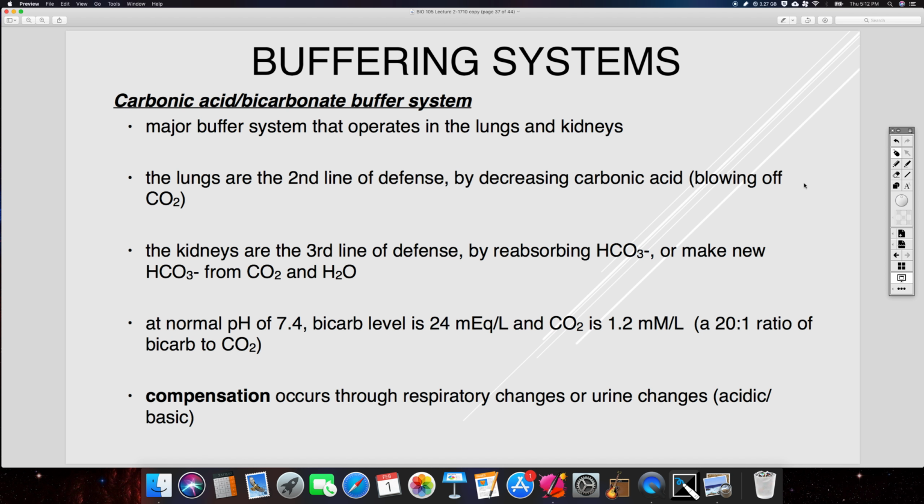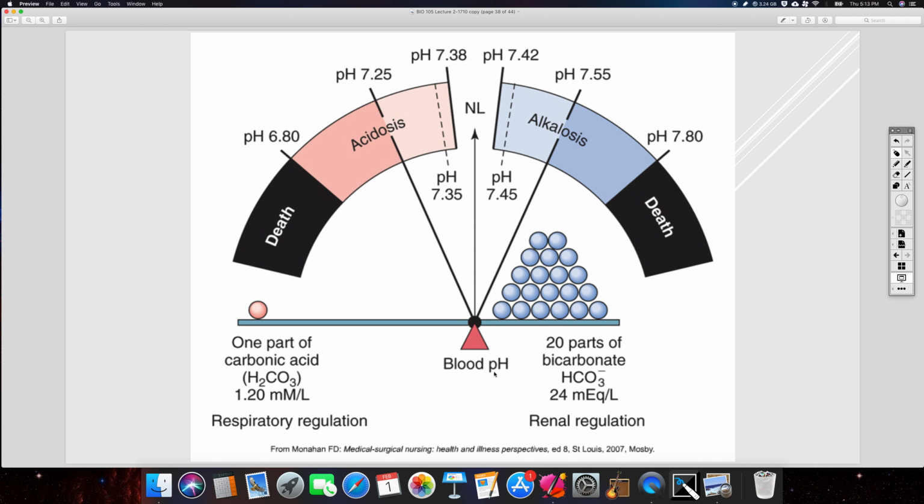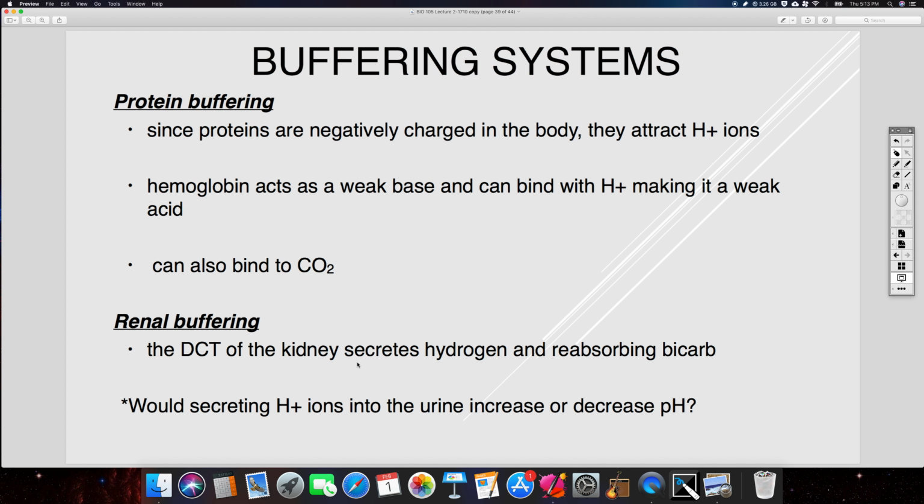Now the kidneys are very important because they can do a whole bunch of things. They can reabsorb bicarbonate, which is a base. They can make new bicarbonate with water and CO2. They can secrete hydrogen ions, acid. Kidneys are very important; they're the third line of defense. At normal pH, 7.4, there's a 20-to-1 ratio of bicarb to carbonic acid. CO2's acidic form is carbonic acid. Compensation occurs through either respiratory changes or urine changes. I'll talk about that in a second. So at normal pH, 7.4, it's 20 parts bicarb to 1 part carbonic acid.